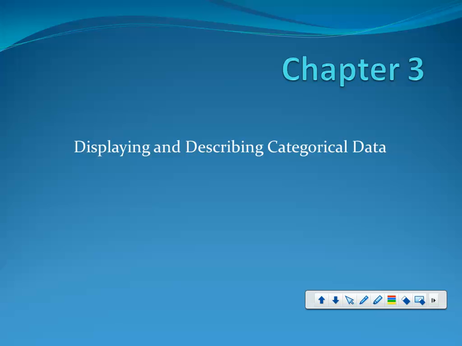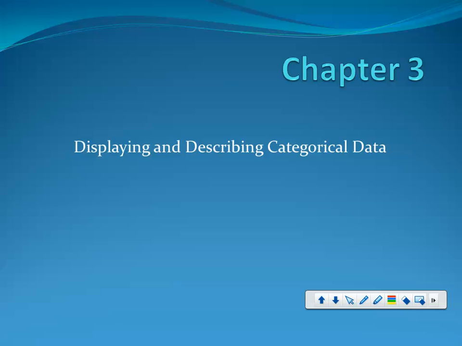All right, so chapter 3 is about displaying and describing categorical data. It is sort of our first look into the various ways that we look at data. Categorical data in general tends to use a little bit more bar graph, pie chart kind of things than quantitative data. Quantitative data will have histograms, and we have a bunch of different ones for quantitative data, but that's next chapter.